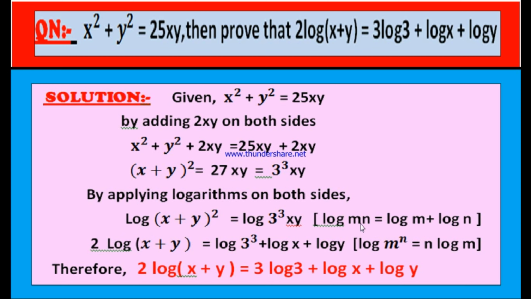This is in the form of log mn, log m plus log n. Here we have 3 values. Therefore, log 3 cube plus log x plus log y. Now, this log 3 cube is in the form of log m power n, that is n log m. Therefore, 2 log of x plus y is equal to, this 3 will be a coefficient, 3 log 3 plus log x plus log y. Now, let us see another question.